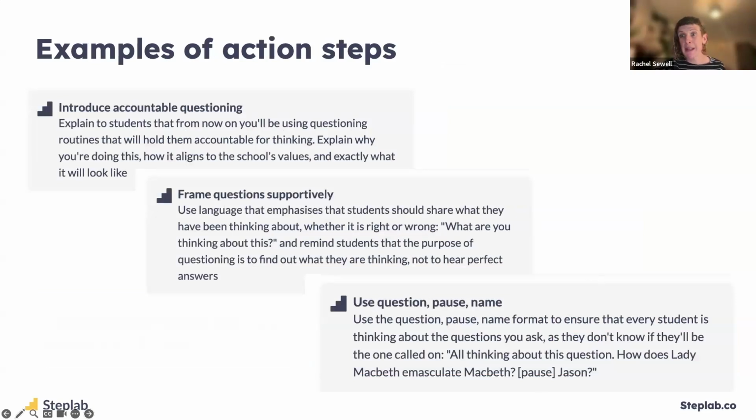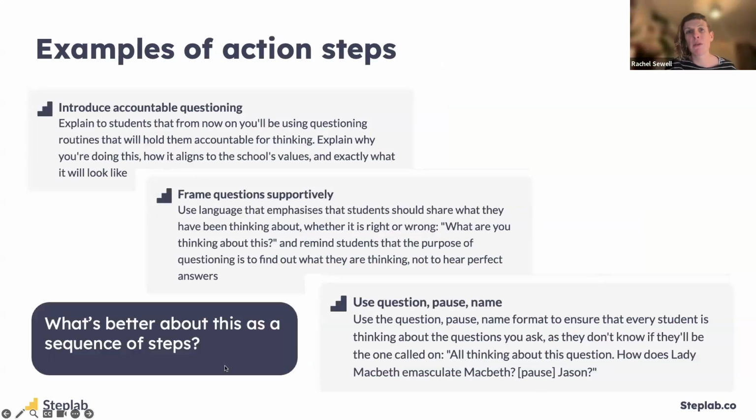Let's imagine, to speak to Zach's point about the fact that just saying use cold call is a really broad goal, if instead as a coach over a series of weeks I set these 3 steps, why would that be a better approach? I'll let you just look at them. Interested in your thoughts whenever you're ready.